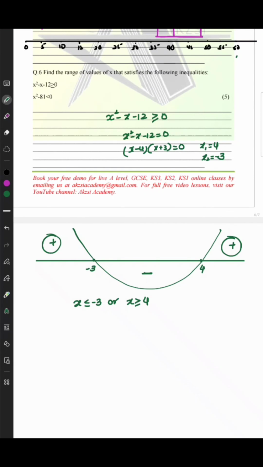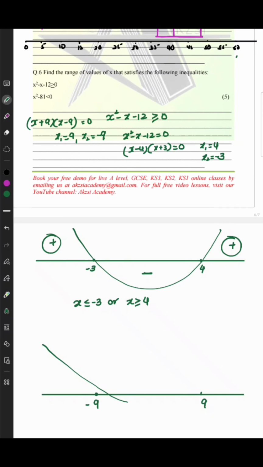Let me solve the second one. x squared minus 81, it's a squared minus b squared. A very short trick to factorize it is (a plus b) times (a minus b). So that will be (x plus 9) times (x minus 9) equals 0. So x1 is positive 9 and x2 is negative 9. So this would be like this. We have two roots, one is positive 9 and one is negative 9, and draw a curve in between it.